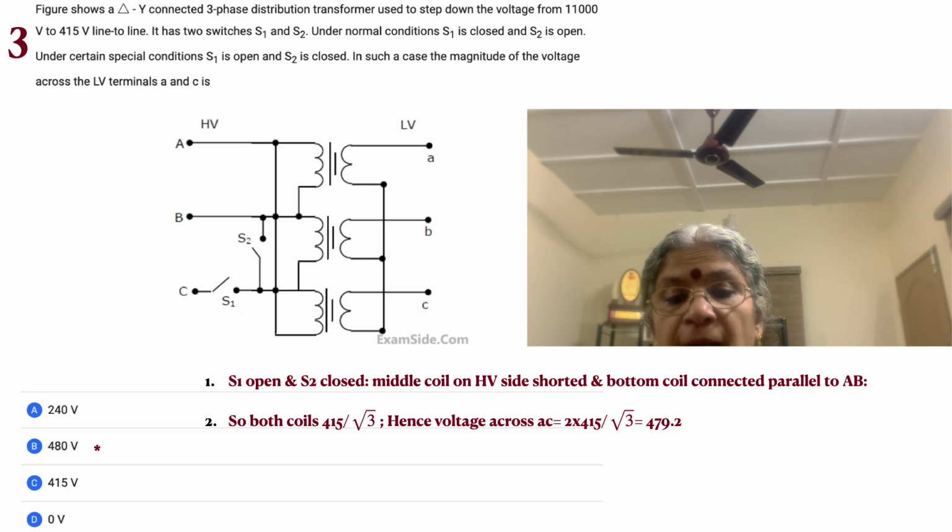So A is connected and B is connected to C. So the same voltage AB. Okay, so that's it. So I suppose the magnitude is 2 into 415 by root 3, which is equal to 480 volts. Okay, very simple. Just the understanding is important. In all these problems, the understanding is what is important.